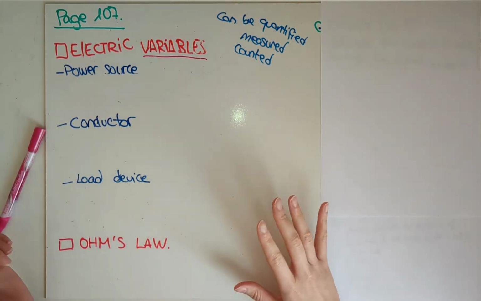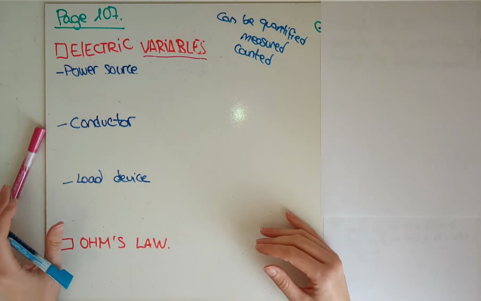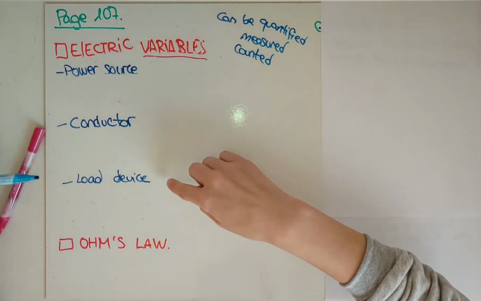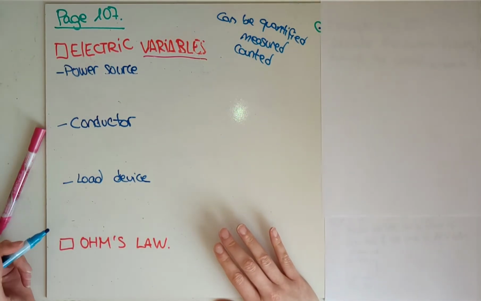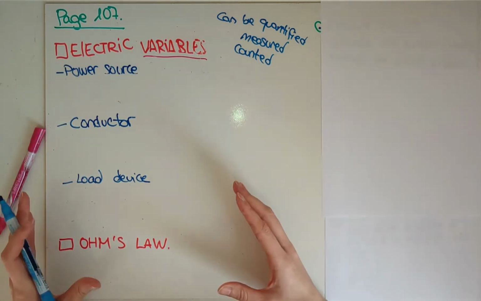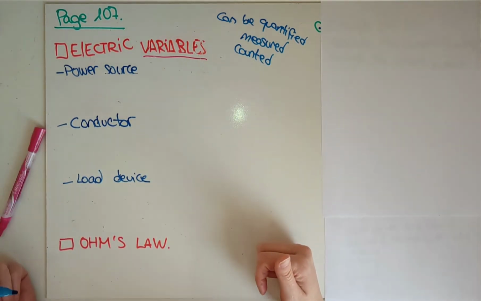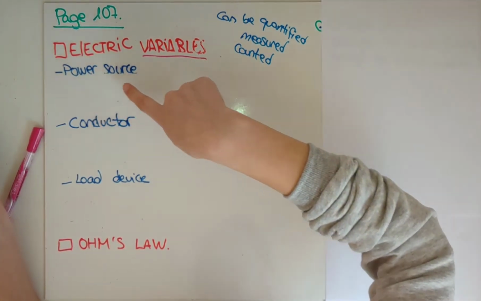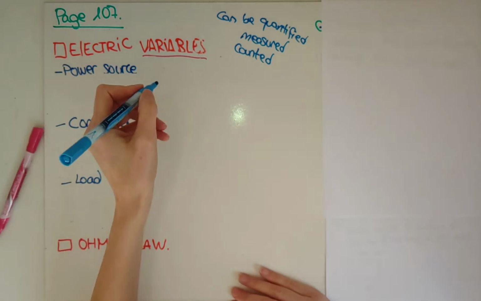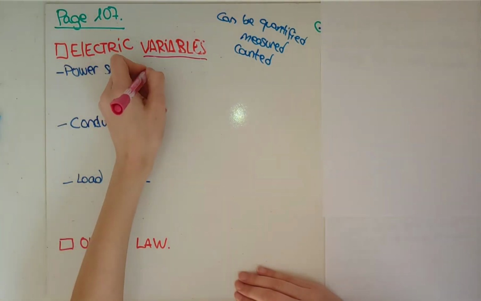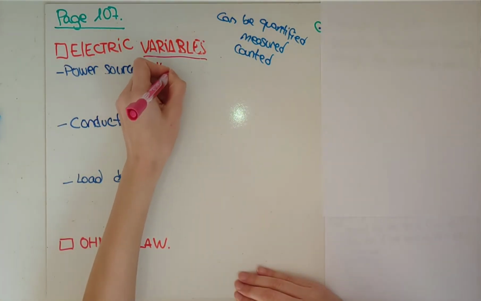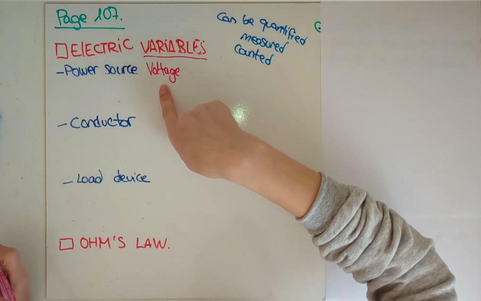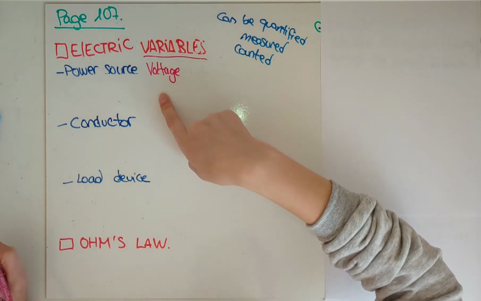We can measure different variables, parameters of electricity. They are related with the main components of a circuit. Each component introduces a parameter into the circuit. Let's see. Power source. The power source supplies the voltage, the energy to the circuit.